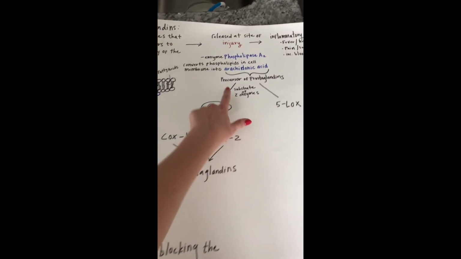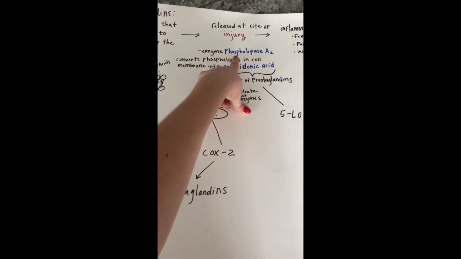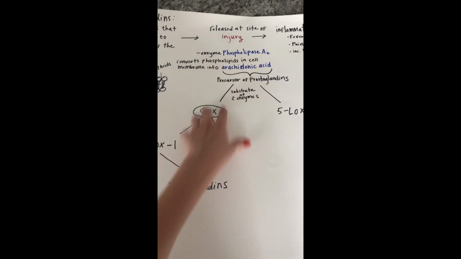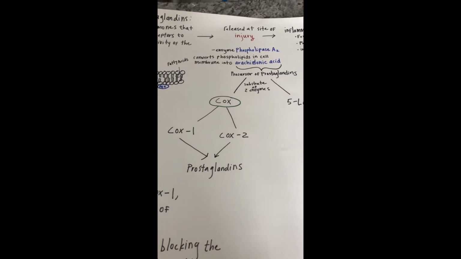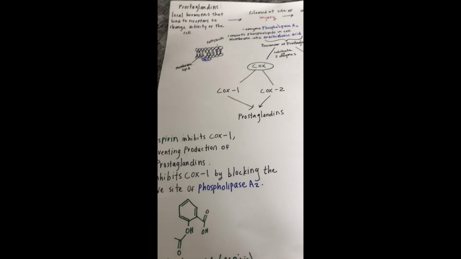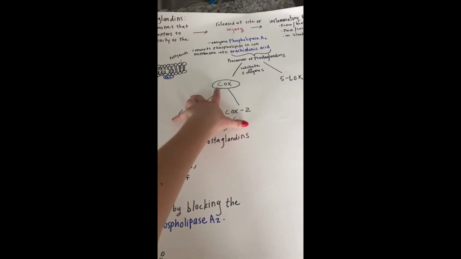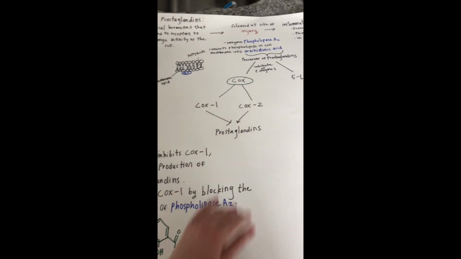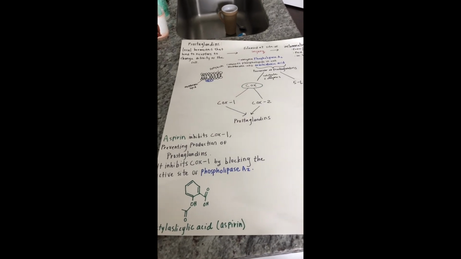And it does that by inhibiting that COX by blocking the active site of the enzyme. If the active site of that enzyme becomes blocked, substrates can't bind, and then you're not going to have the expression of COX, COX-1 and COX-2, and the production of prostaglandins. So that is how aspirin inhibits the inflammatory response and inhibits prostaglandins.